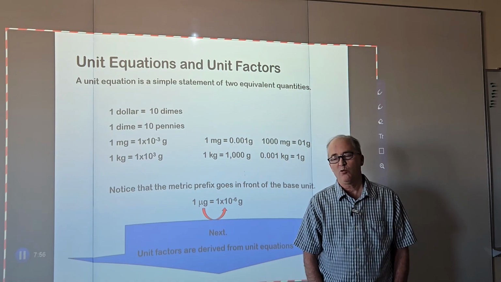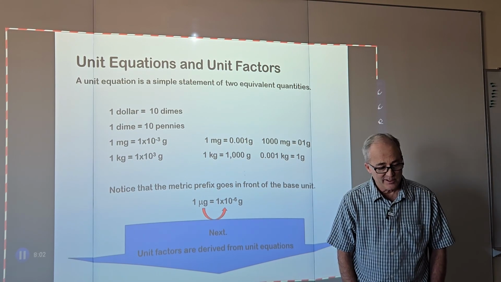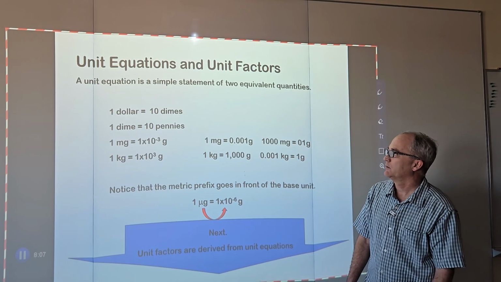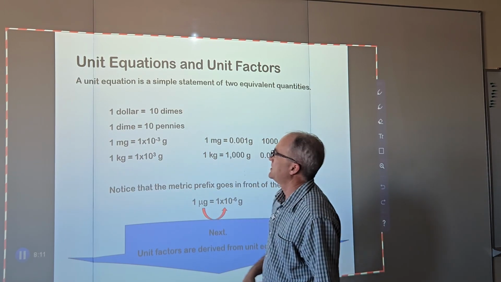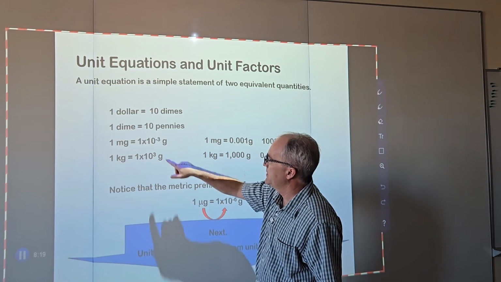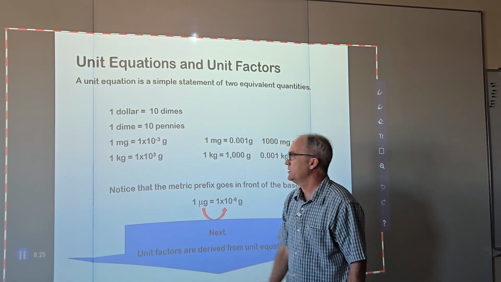So I like to talk about unit equations and unit factors. A unit equation is a statement of 2 things being equal, like 365 and a quarter days in a year. They equal each other. Here we see $1 is 10 dimes. 1 dime is 10 pennies. 1 milligram is a 1,000th of a gram. 1 kilogram is 1,000 grams.